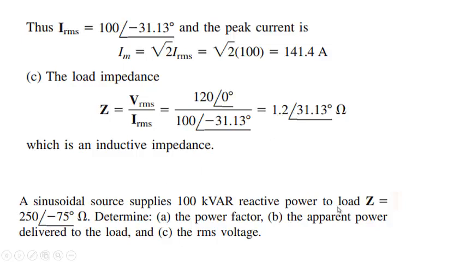Please try this numerical at home. This is similar. The only thing is that the load changes to kVAR, and here instead of current, impedance is given. So please try to find the power factor, apparent power delivered to the load, RMS values, whatever you can. Try to find all four quantities.